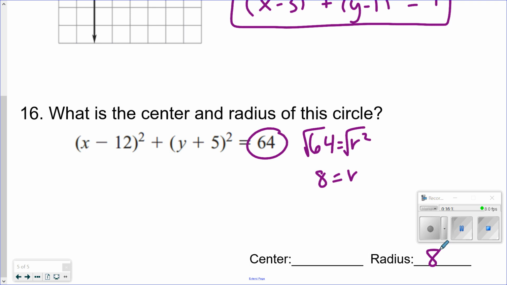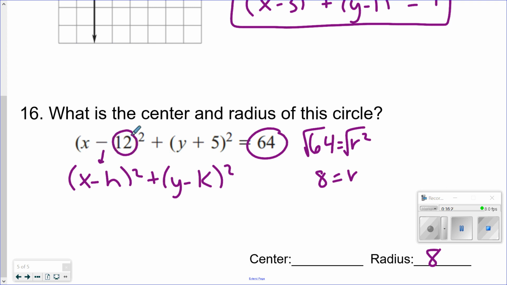Now let's find the center. The standard form is x minus h squared plus y minus k squared. If we look here, we still have a minus sign, which is good, meaning that this is positive. So our x value for our center is positive 12. If we look here, we notice that it does change. Instead of y minus 5, we have y plus 5, meaning that this value is actually negative. So my y value for my center would be negative 5.